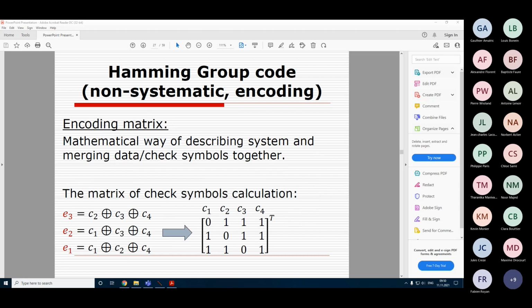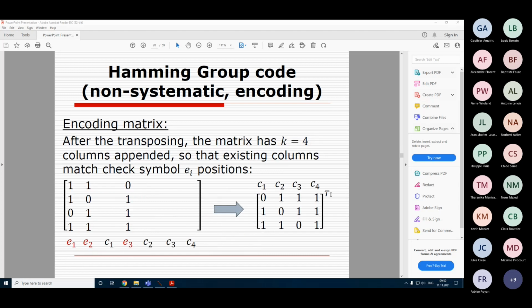So in our non-systematic code, first comes the E1 column, which we have here, which is this column. After transpose, this row will become a column. Then we have E2, which is this one, and then we have E3, which is this one. So we place them into places where, for non-systematic code, we have error correction symbols.